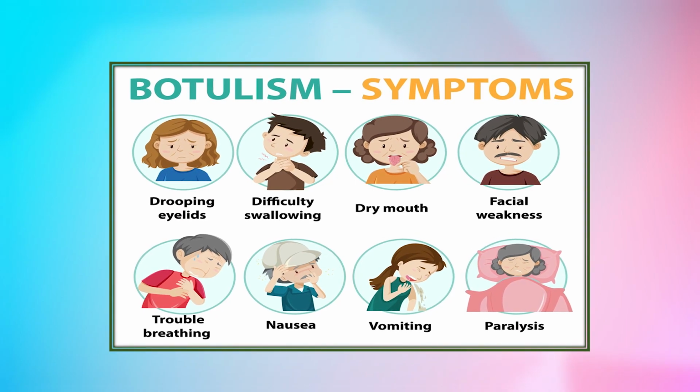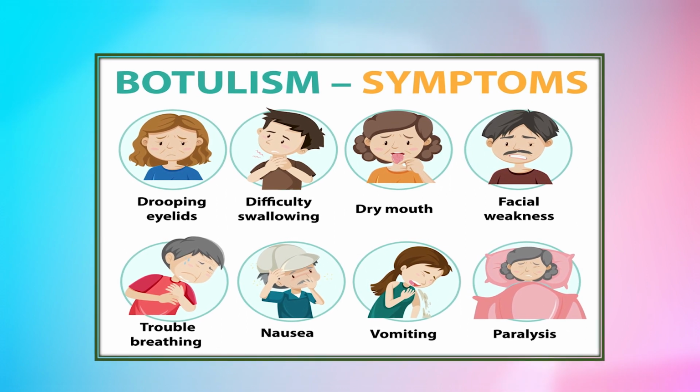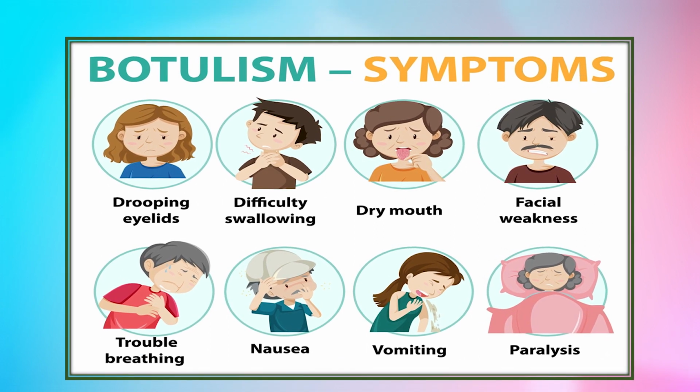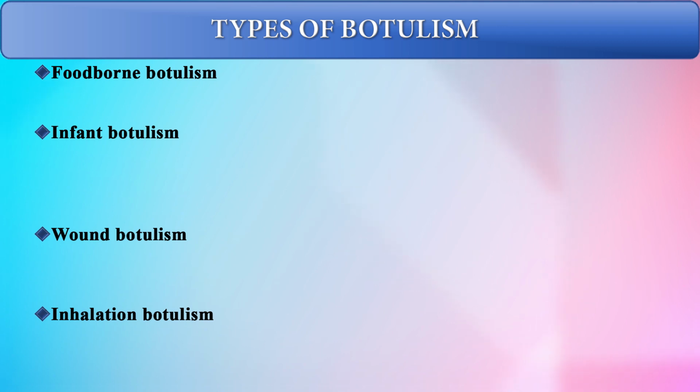The symptoms are drooping eyelids, difficulty in swallowing, dry mouth, facial weakness, paralysis, vomiting, nausea and trouble in breathing. Types of botulism are 4: foodborne botulism, infant botulism, wound botulism, and inhalation botulism. Foodborne botulism starts in food prior to consumption. Infant botulism may occur in infants from 6 months of age. Wound botulism is very rare. It occurs when the spores get into an open wound and are able to reproduce in an anaerobic environment. Inhalation botulism is associated with accidental exposure which results in release of the toxins.